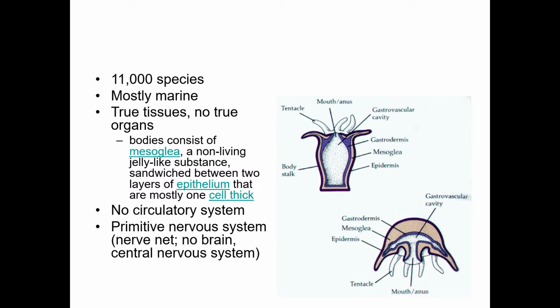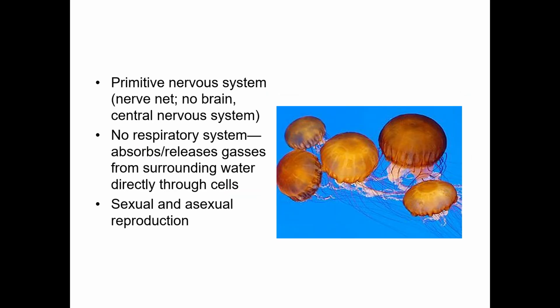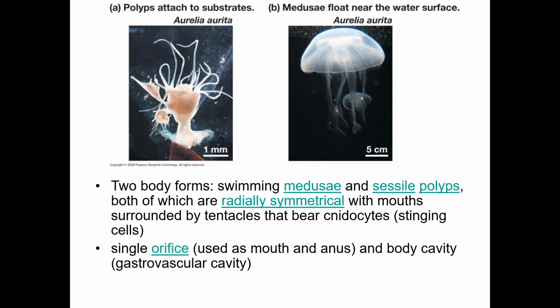It's like a nerve net. There's no brain. There's no central nervous system. There's no respiratory system. They just interface with their aquatic surroundings in order to obtain gases and water. And they can reproduce through sexual or asexual reproduction. Now, you do have two body forms in these. You have the one that is mobile, called medusae. And you also have the non-moving life stage, which are referred to as polyps. And both of these are radially symmetric.